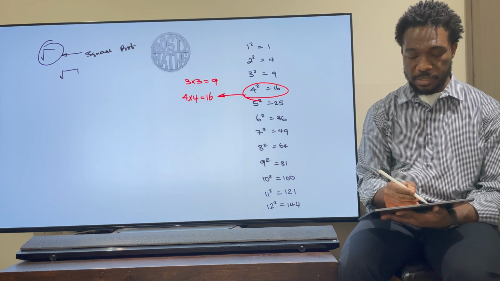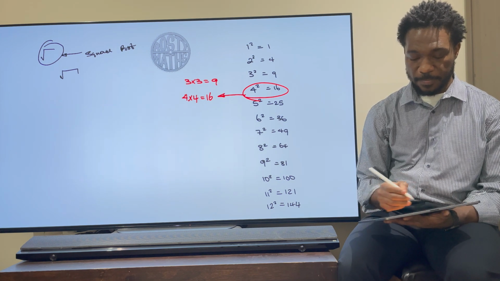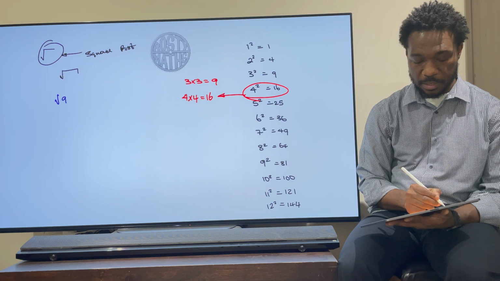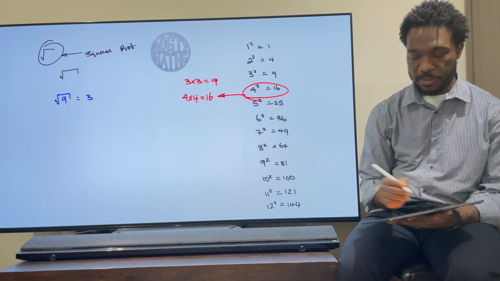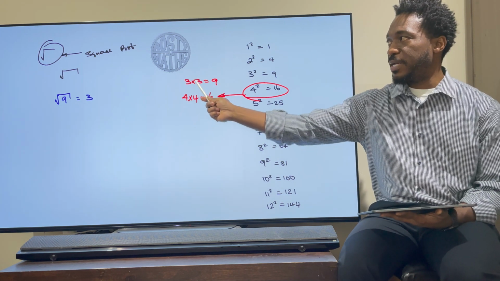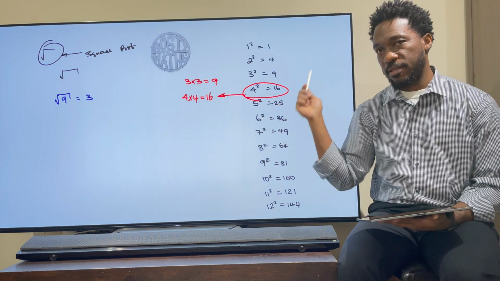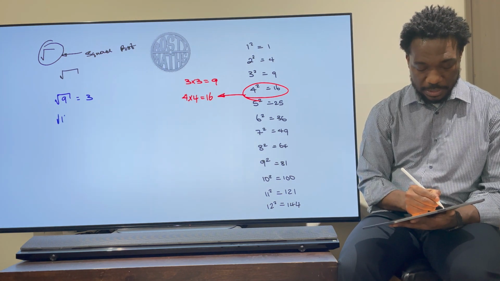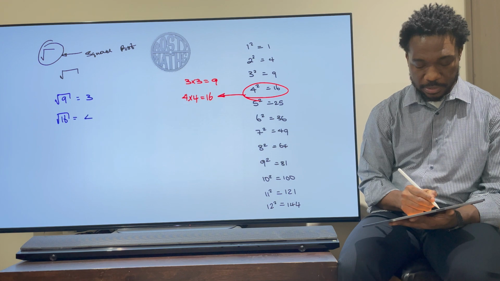Now let's go into what a square root is. If I square root the number 9, my answer would be 3, and that's because I know that the squared factor of 9 is 3. If I square root 16, my answer is going to be 4.